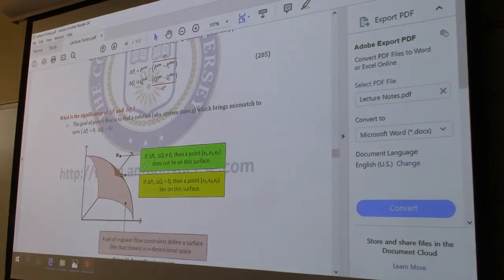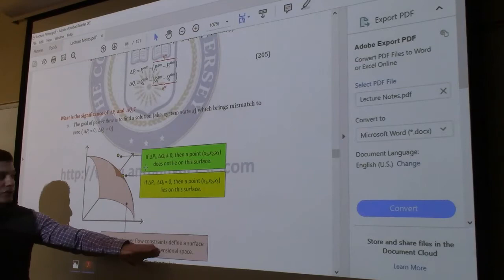Okay, so what is the significance of delta P and delta Q? The goal of the power flow problem, or the load flow problem, is to find a solution, or a system state, which brings the mismatch down to 0. Delta P equals 0, delta Q equals 0 for all the different buses.